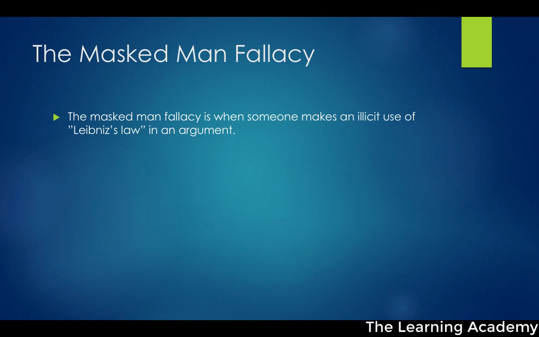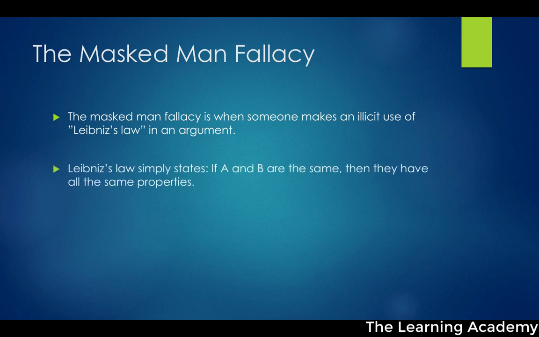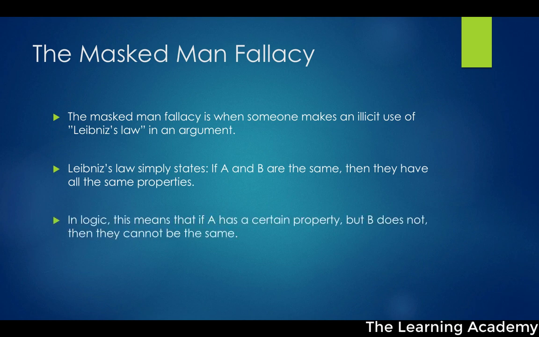All Leibniz's law is really arguing is that if two things are the same, if A and B are the same, then they have to have the same properties. So if A is equal to B, then A has to have the same properties as B. That's what Leibniz's law states. In more philosophical terms, if A and B are the same, then they are indiscernible. They have the same properties. So in logic, if A has a certain property, but B does not have that property, then they both cannot be the same.